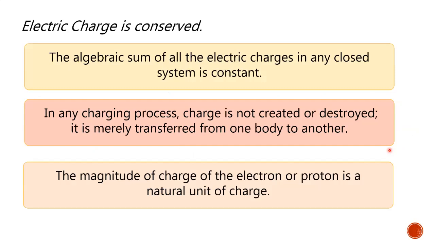If we have conservation of mass, we also have conservation of electric charge. It says that the algebraic sum of all the electric charges in any closed system is constant. Thus, in any charging process, charge is neither created nor destroyed; it is just transferred from one body to another. We also have to take note that the magnitude of charge of the electron or proton is a natural unit of charge. Again, the unit is coulombs.